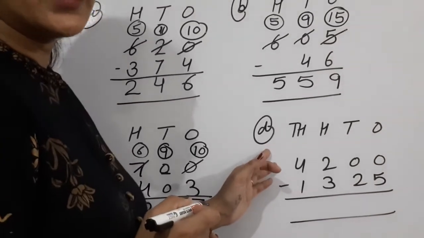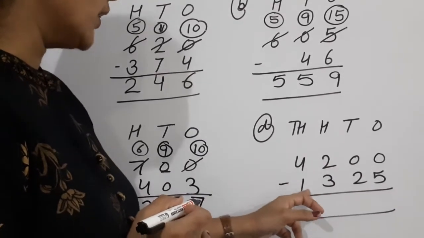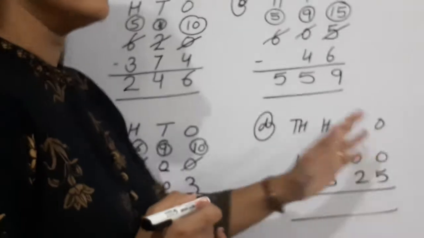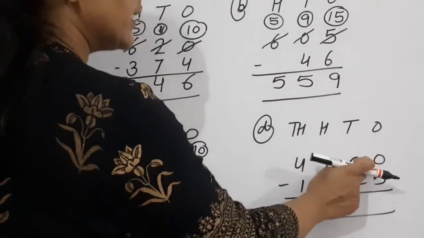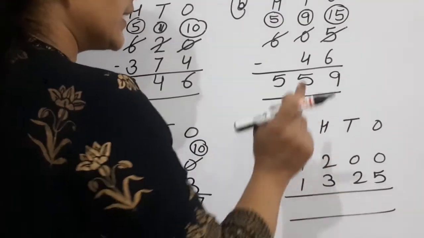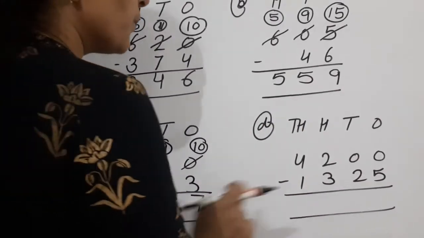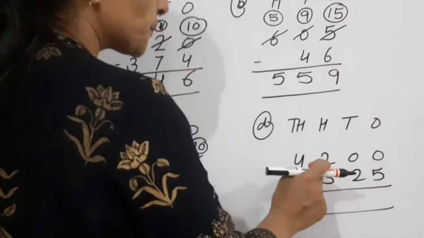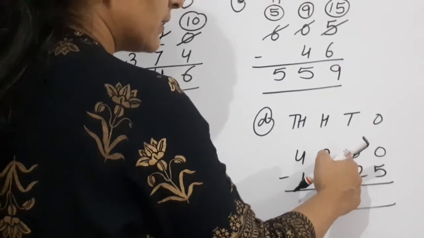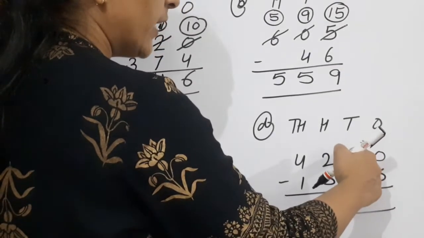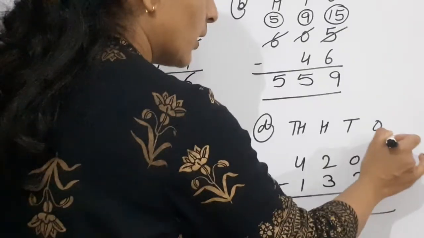Now see part number D. 4200 minus 1325. So how do we do this question? In the ones place there is 0, in the tens place there is 0, in the hundreds place 2 and in the thousands place 4. So from there we take the 100, so we make the 10 tens, okay? And when we take 1 ten from there, we make here 10 ones.